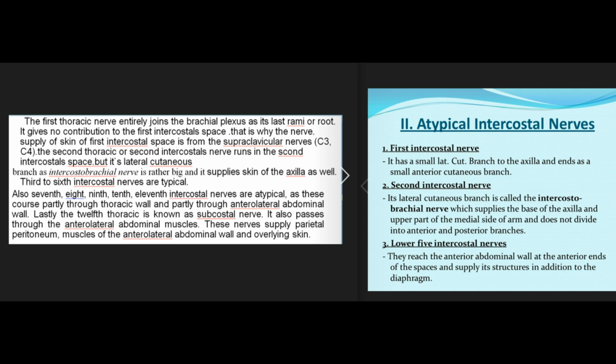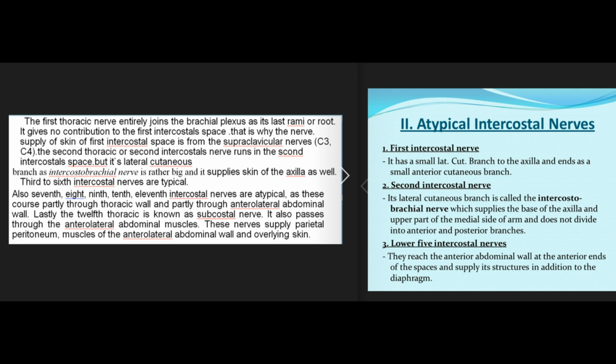The second thoracic or second intercostal nerve runs in the second intercostal space. But its lateral cutaneous branch as intercostobrachial nerve is rather big and it supplies skin of the axilla as well. 3rd to 6th intercostal nerves are typical. Also 7th, 8th, 9th, 10th, 11th intercostal nerves are atypical, as these course partly through thoracic wall and partly through anterolateral abdominal wall. Lastly, the 12th thoracic is known as subcostal nerve. It also passes through the anterolateral abdominal muscles.